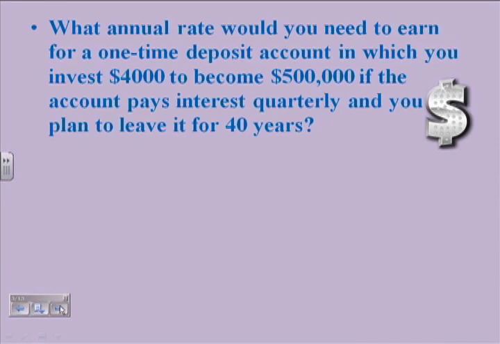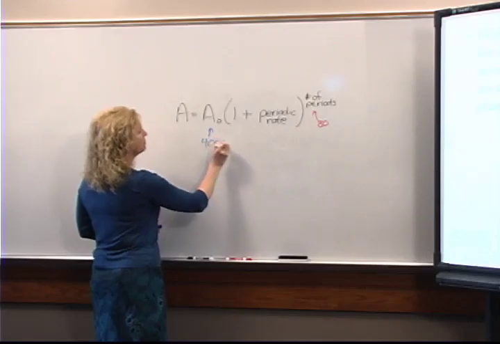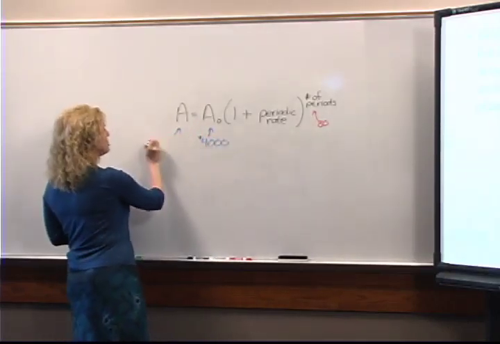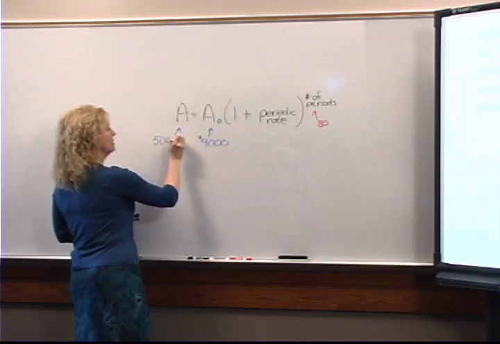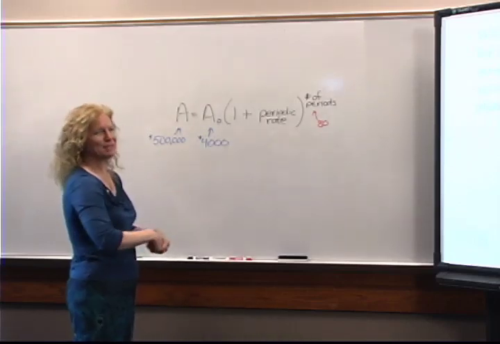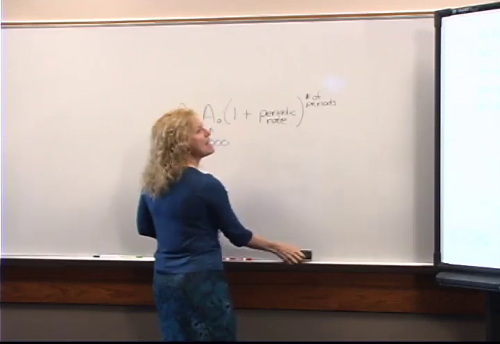Well, we're going to change this a little bit. We're going to put in $4,000. So that would be our A naught. He's going to be 4,000 right here. We want it to become $500,000. Doesn't that just sound better than 500,000? I know 500,000 still sounds like a lot, but $500,000 sounds better.